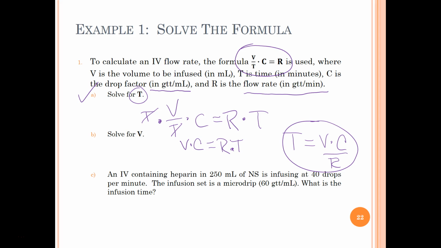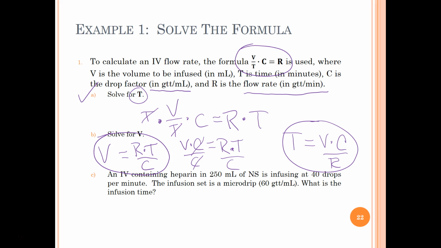Notice we got the same thing just a moment ago. Before we divided both sides by R, now we want to get V by itself, so we're going to divide by C in order to do so. And what we see here is that we get V equals R times T over C.